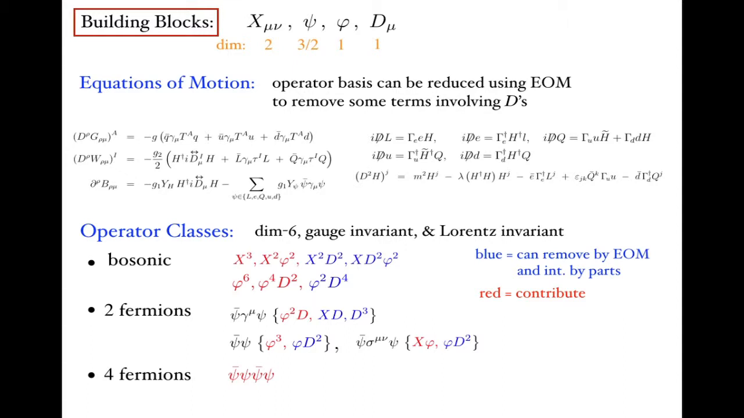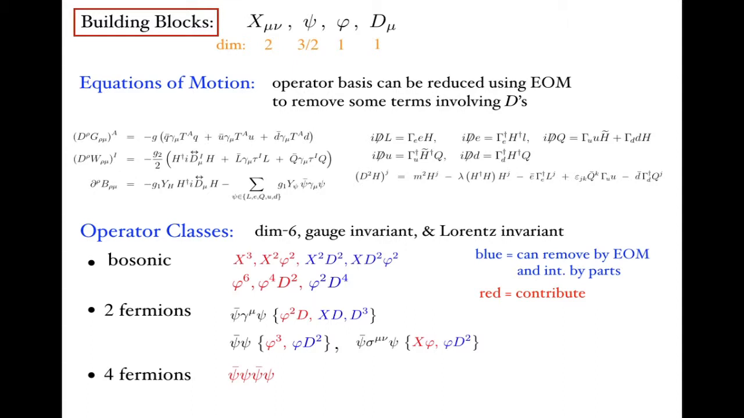We have to construct dimension 6 operators. They should be gauge invariant. We don't want to break gauge invariance with the dimension 6 operators, and Lorentz invariant. So we have to contract the indices in an appropriate way. For example, if we take 3 copies of the field strength X, then the indices are antisymmetric, and we have to contract them up into this X cubed class, etc.